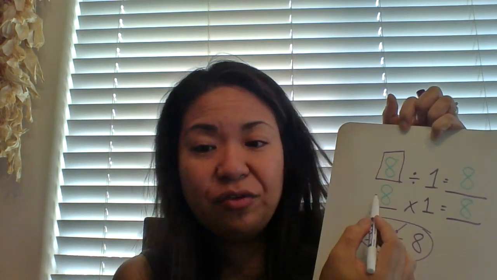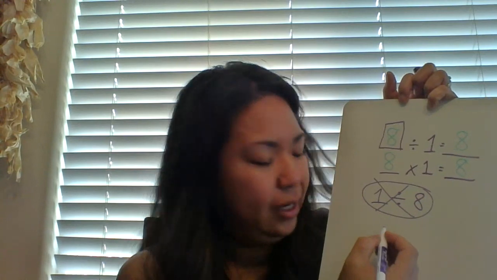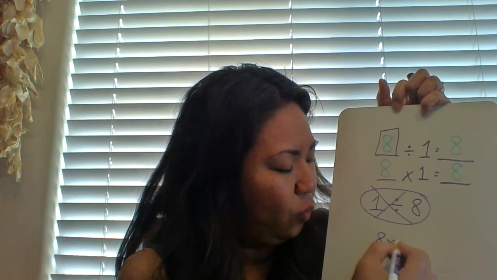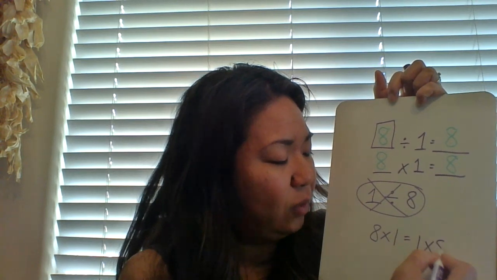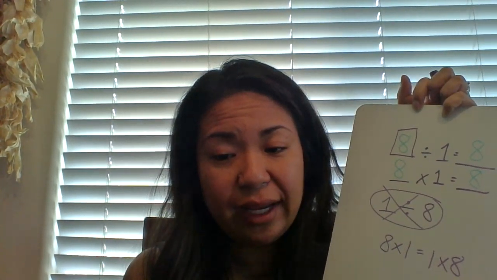It's a little bit different from 8 times 1, because with 8 times 1, we can write it either way, right? We can write it 8 times 1 or 1 times 8, and it would always equal 8, but not with division. It's a little bit different, okay?